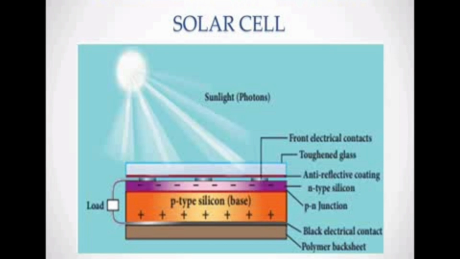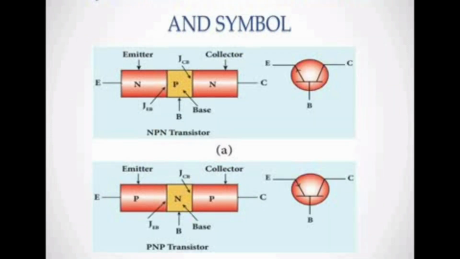The second one is that solar cells are used in satellite and space applications. In space, we use solar panels to produce electricity. Next, solar panels are used to generate electricity for electricity purposes. So these are all the applications of solar cells.